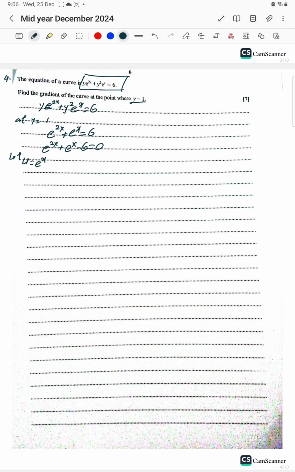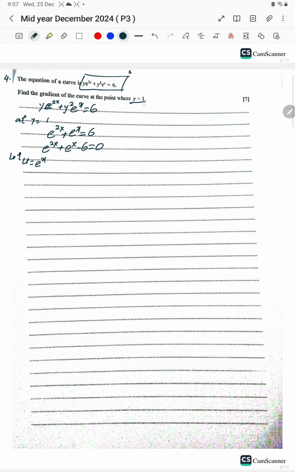This is the remaining questions, question 4 onward for the mid-year exam December 2024, A2 paper 3. Okay, here we have to find the gradient of the curve at the point when y equals 1, and because it's an implicit function we need to find the coordinate of x as well.